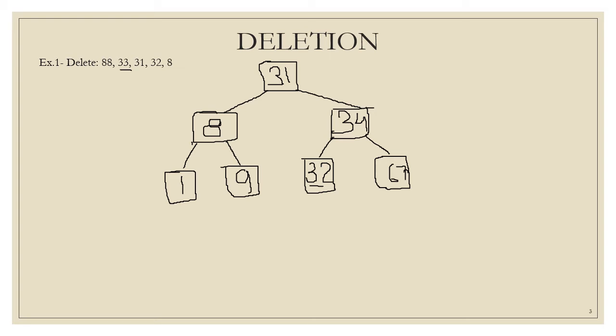Next, we want to delete 31. Now, 31 is the root node. So if we delete 31, what will become the root node now? Let's say, for example, if we make 34 the single root node, then 1, 8 and 9 remain, and we'll not be able to satisfy the 2-3 tree properties. Similarly, if we take 8 or 9 or 1 from here, we will still not be able to satisfy the properties.